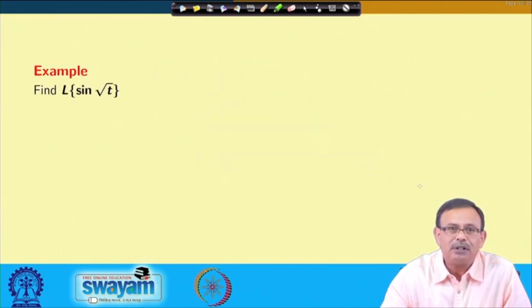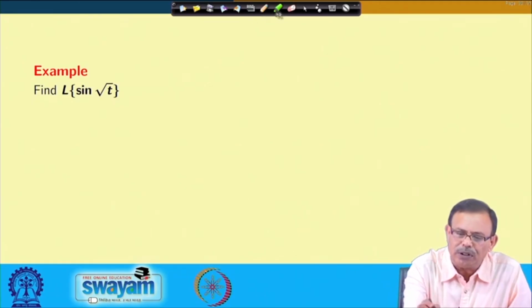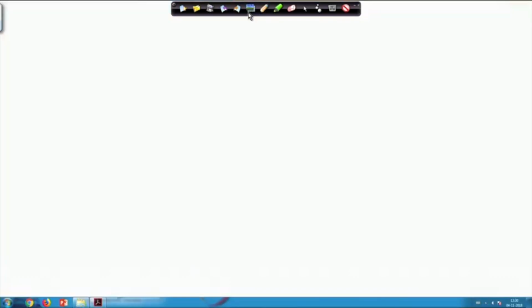Our next example is to find the Laplace transform of sin root t. Please see that we have already done the Laplace transform of sin t, we know it, but sin root t we do not know. So, what will we do? The Laplace transform of sin root t, in various ways I can do it.